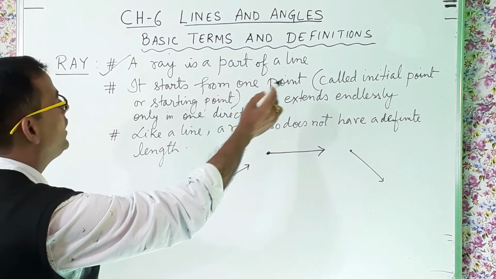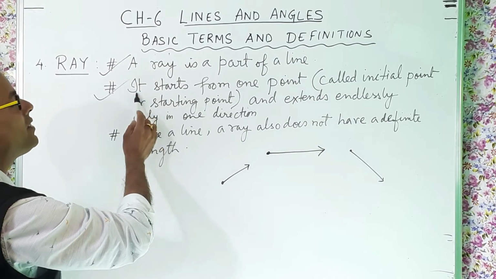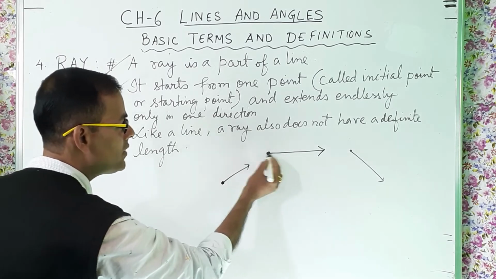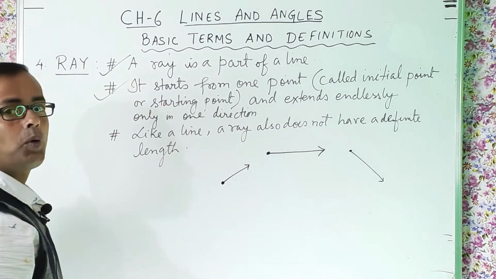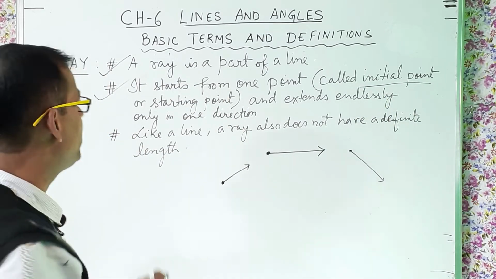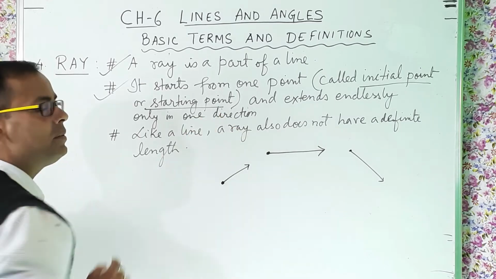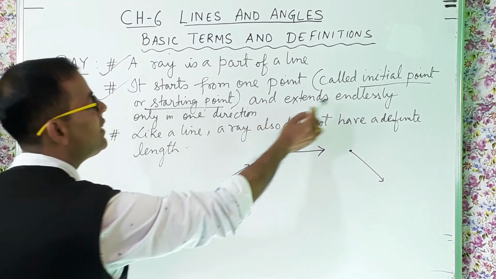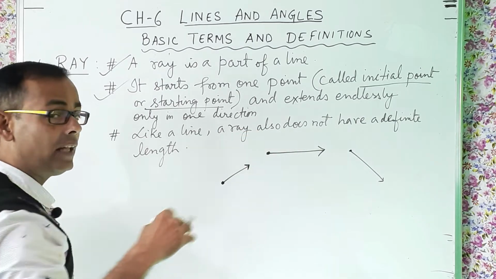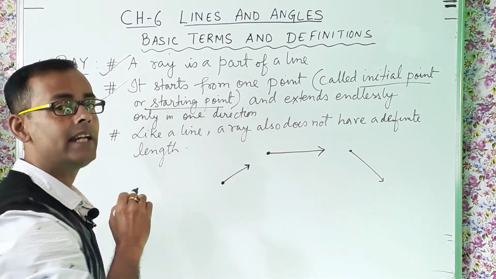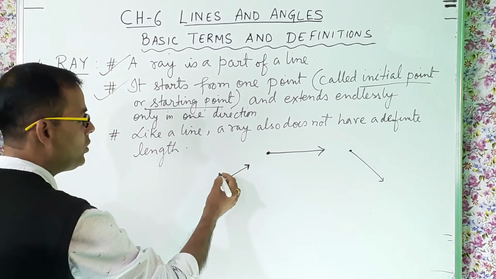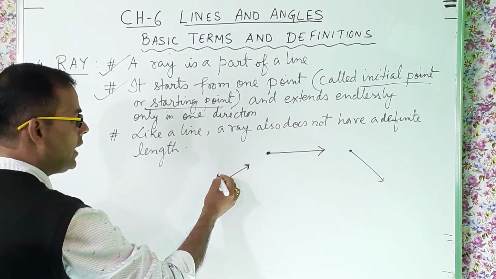Okay, now let us come back. So it is a part of the line. The second point is, it starts from one point. You can see it is starting from here. And this point is known as the initial point, or you can say simply the starting point. And it extends endlessly only in one direction, and on the other side it is extending endlessly, infinitely.